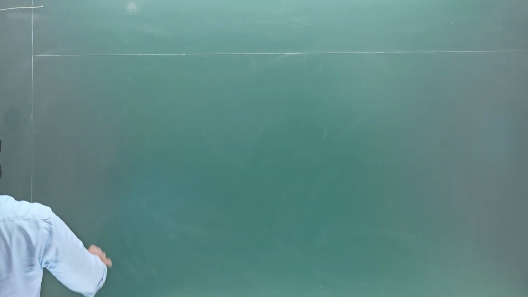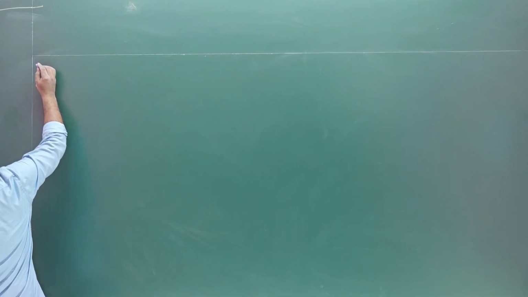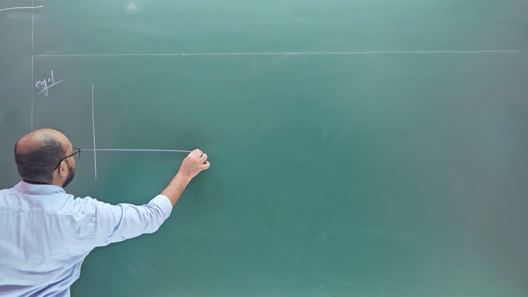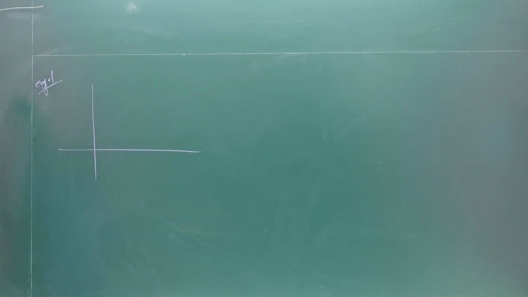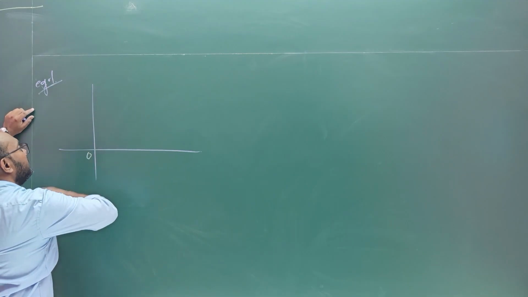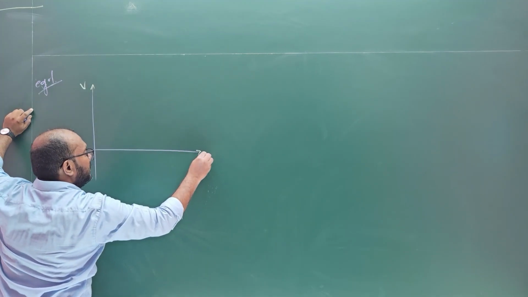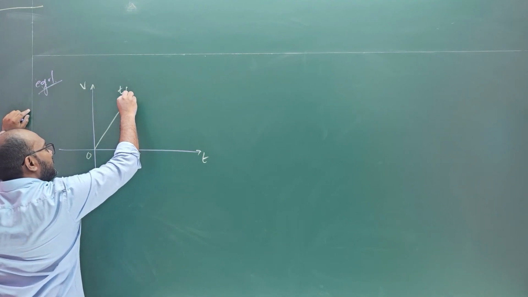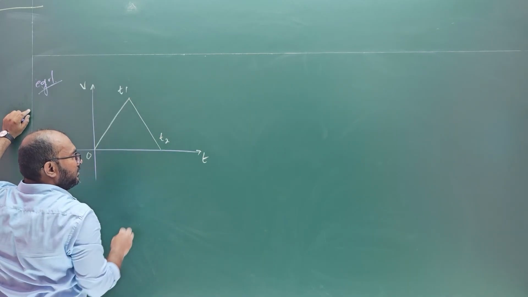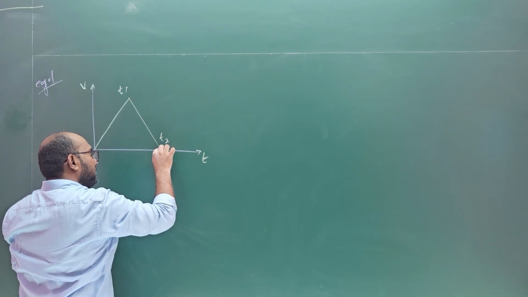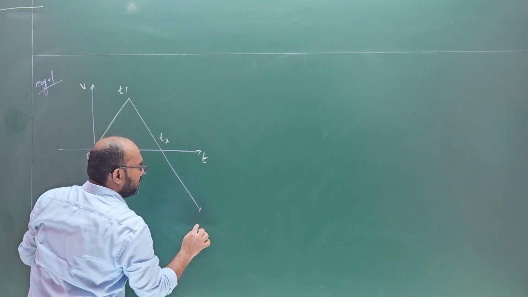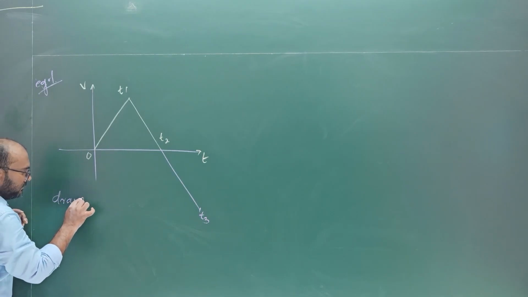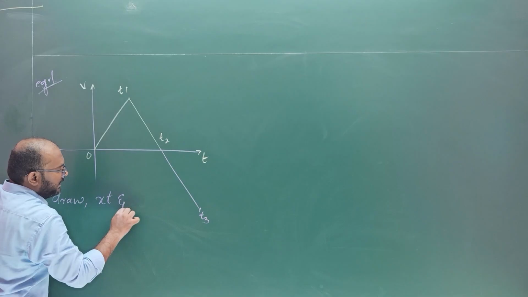Did everyone understand? Example number 1. Vt graph is given, and the Vt graph is like this. At t equals 0. This is V and this is your t. And it reached this point, let's say t1. Then it reached this point t2. Then later it moved in this direction and reached here at time t3. Question is, draw the xt and at graph.